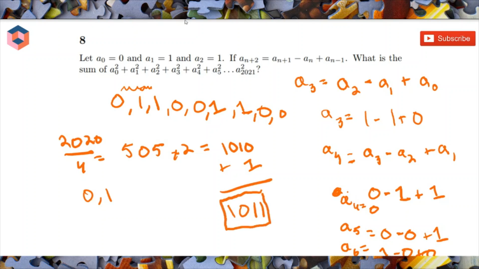And that tells us a very important lesson. Whenever you see a recursive sequence like this one, try listing out the first few terms. It's possible that it might just be cyclic and just repeat itself, making your job super easy for that problem. Now, on to the next problem.